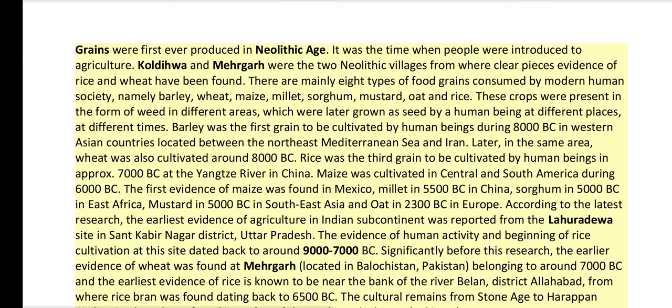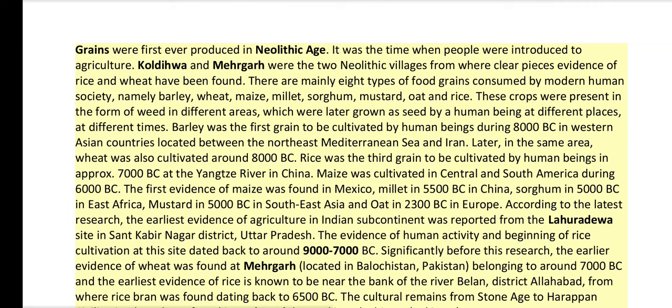There are mainly 8 types of food grains consumed by modern human society, namely barley, wheat, maize, millet, sorghum, mustard, oat and rice. These crops were present in the form of wheat in different areas, which were later grown as seed by a human being at different places, at different times. Barley was the first grain to be cultivated by human beings during 8000 BC in Western Asian countries located between the Northeast Mediterranean Sea and Iran. Later, in the same area, wheat was also cultivated around 8000 BC.